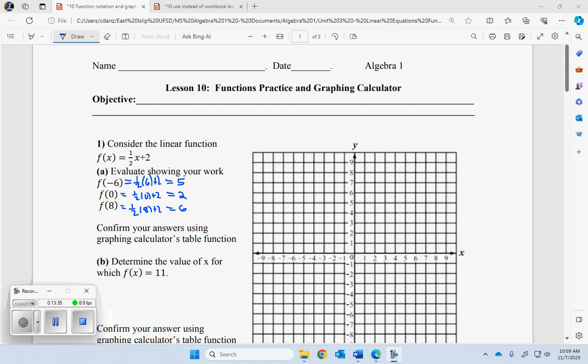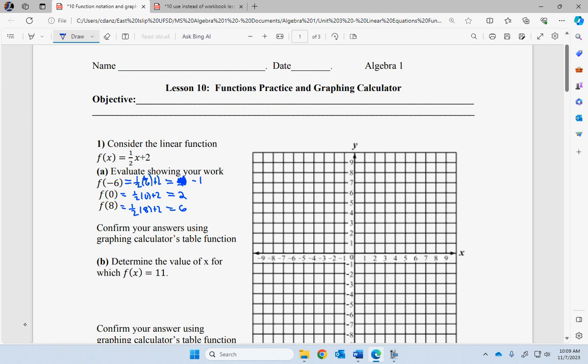But I thought part A was rather quick. So, oh, I see I made a mistake already. I didn't plug in a -6. So this is not a 5. -3 plus 2 is a -1. The rest I agree with myself on. So f of -6 is -1, f of 0 is 2, and f of 8 is 6.